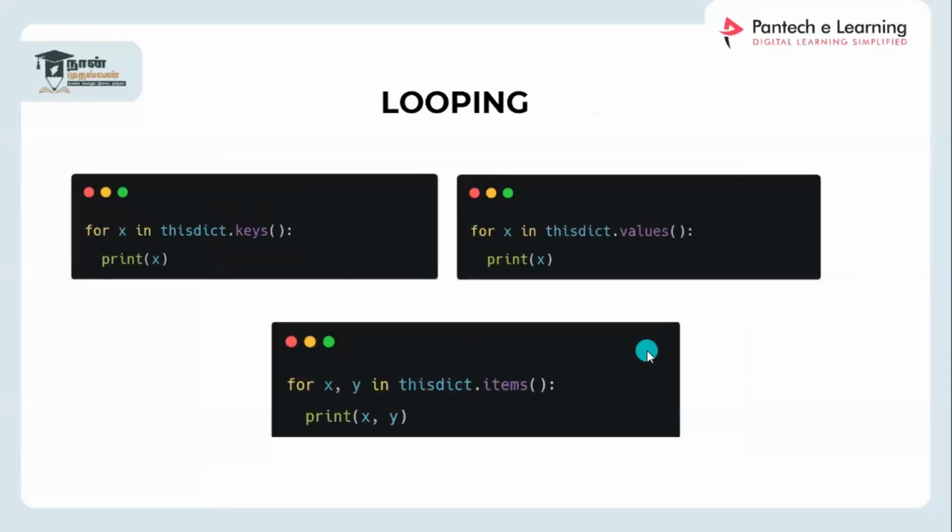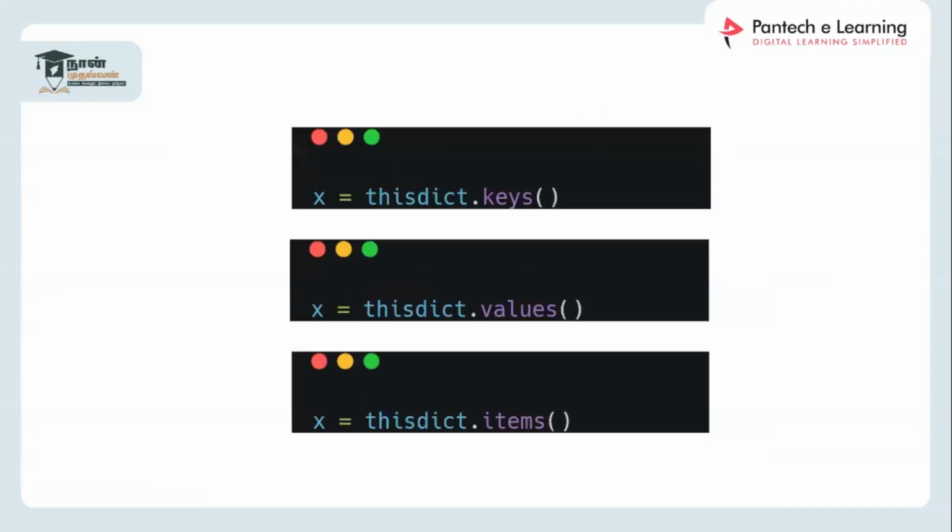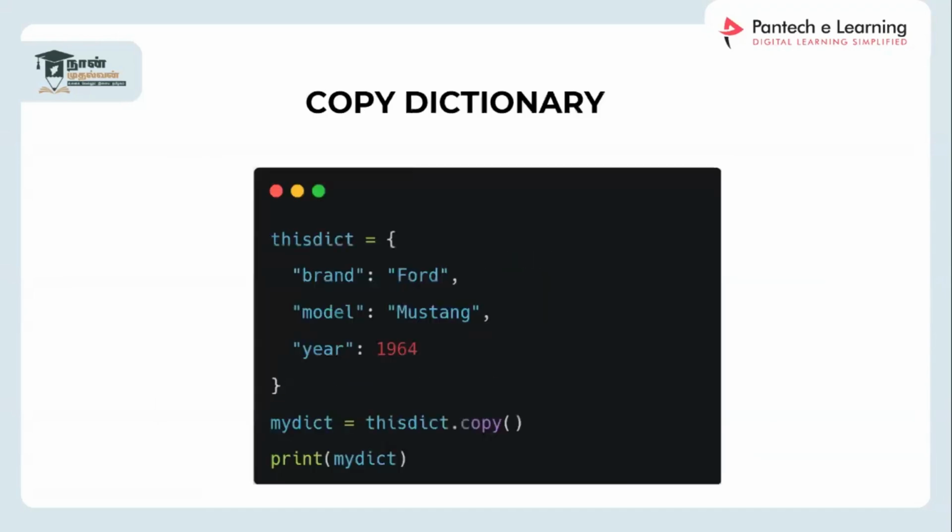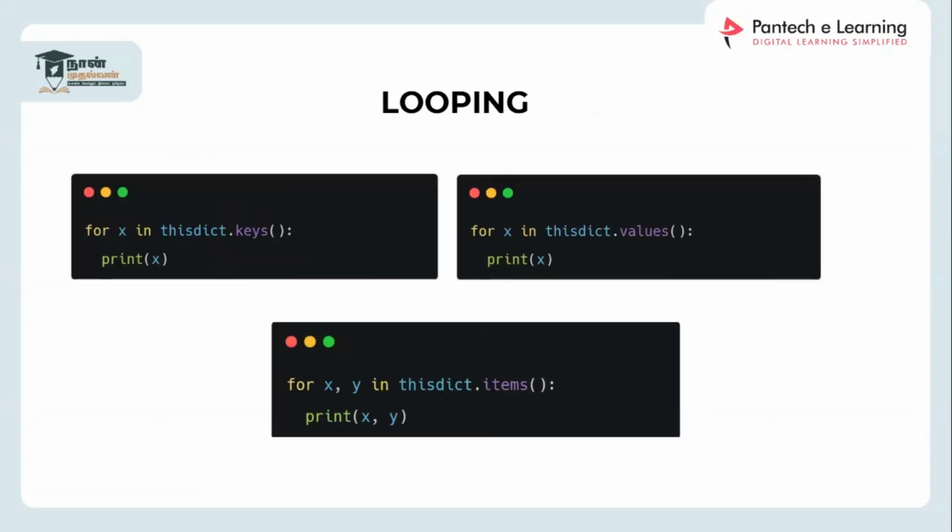Next one is looping. Looping is used to execute the key names only, values names only, and items names only. So we already saw that, right? In this place, we can see key names, values names, items names, same like that. This looping concept also works like this.